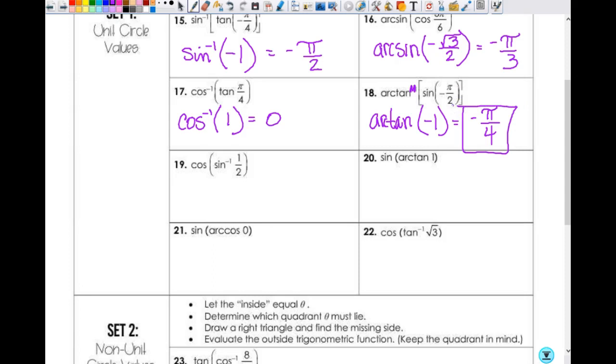So I want the cosine of the sine inverse of 1/2. So the sine inverse of 1/2 is what? Pi sixths. And then the cosine of pi sixths is square root of 3 over 2.